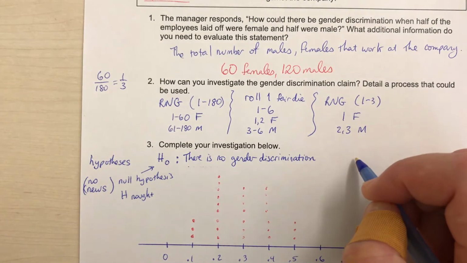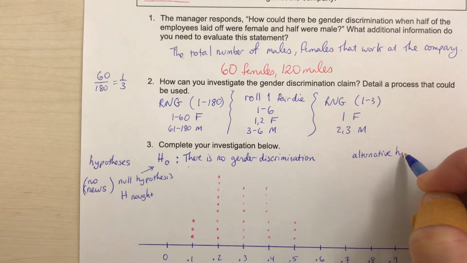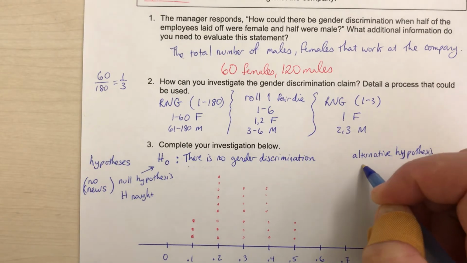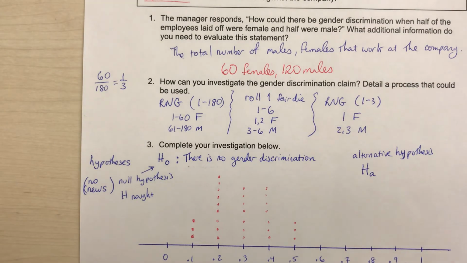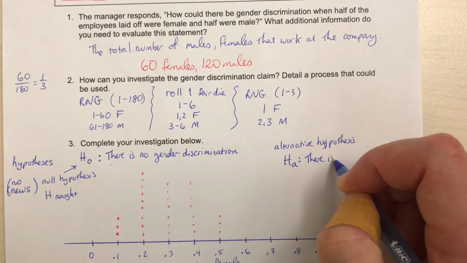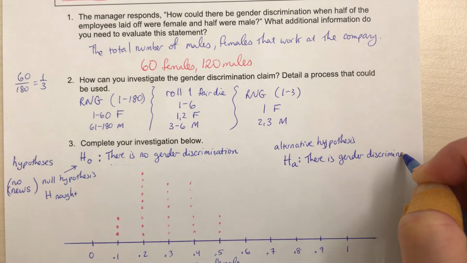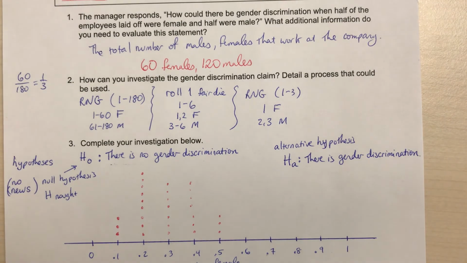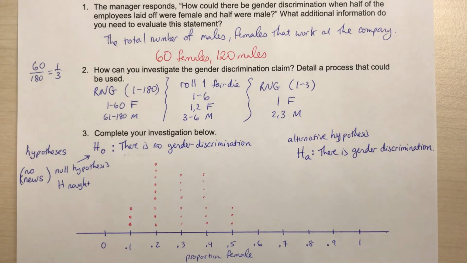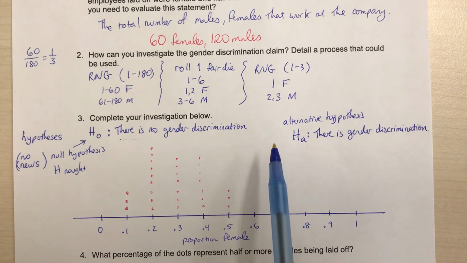Now, what we're really trying to show is what we call the alternative hypothesis, which we label as H sub A. That is the claim that we want to show. The null hypothesis is that there is no gender discrimination. The alternative hypothesis is that there is gender discrimination going on. The way we're going to show that is we run this experiment here, so we're trying to determine whether there is or is not gender discrimination.